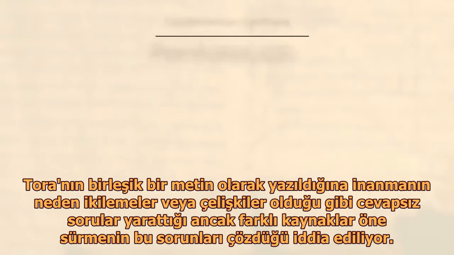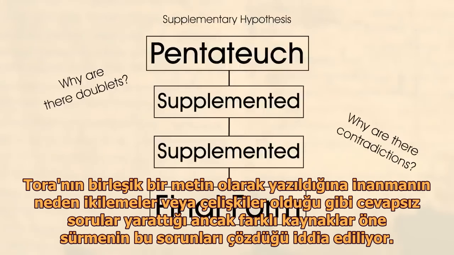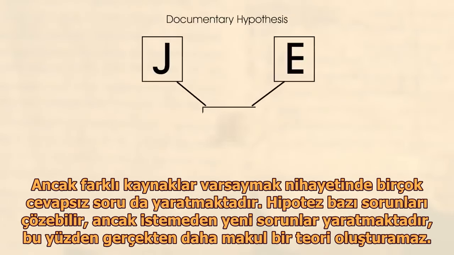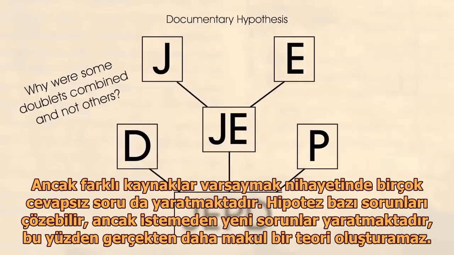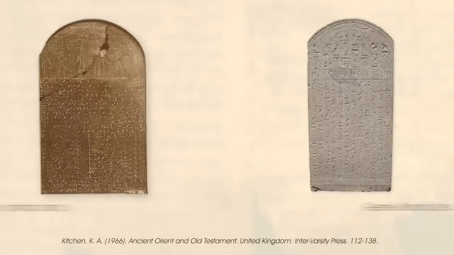We are told believing the Pentateuch was composed as a unified text creates unanswered questions, like why there are doublets or contradictions, and positing different sources solves these issues. But positing different sources ultimately creates many unanswered questions as well. The hypothesis may solve some issues, but inadvertently creates new problems, so it doesn't really make a more plausible theory.